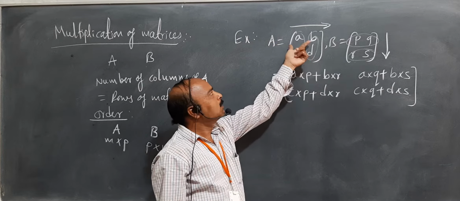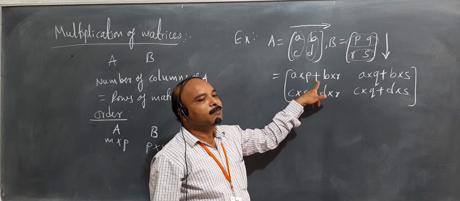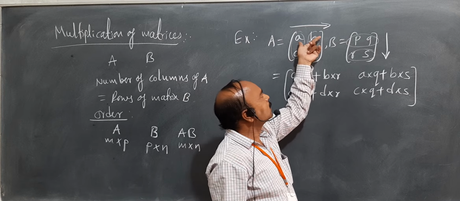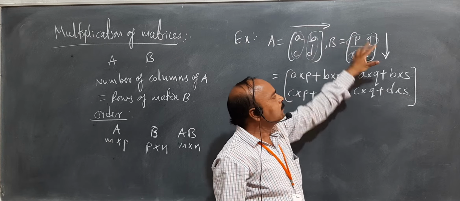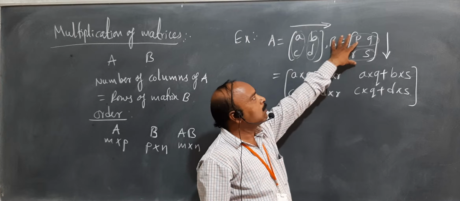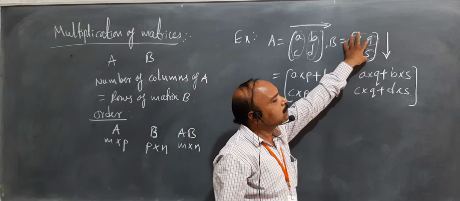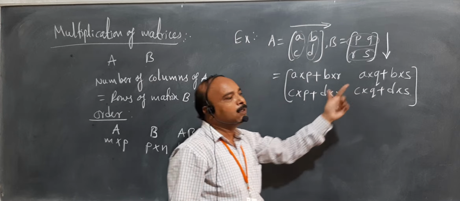Once again you check. First row multiplied with the first column, in between you take the positive sign. Similarly, first row multiplied with the second column, you get the second element. And second row multiplied with the first column, you get the third element. And second row multiplied with the second column, you get the fourth element.